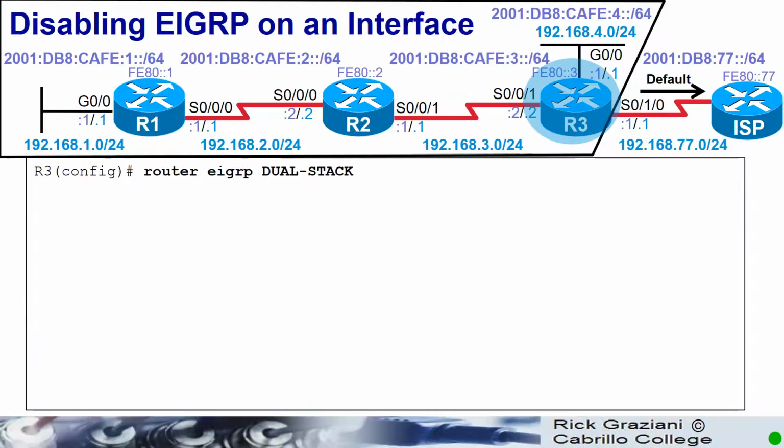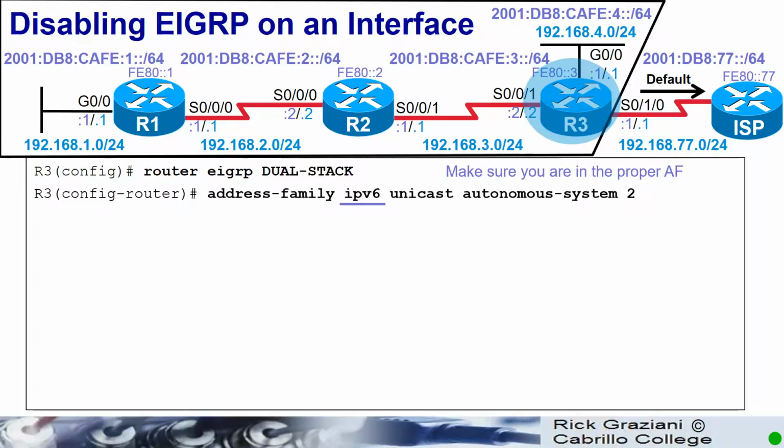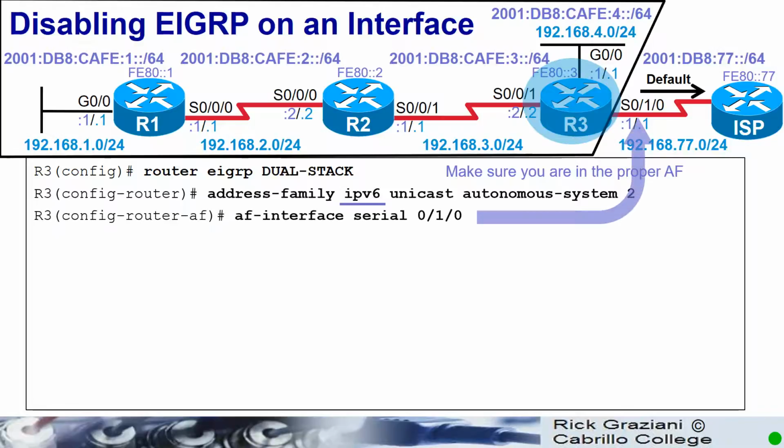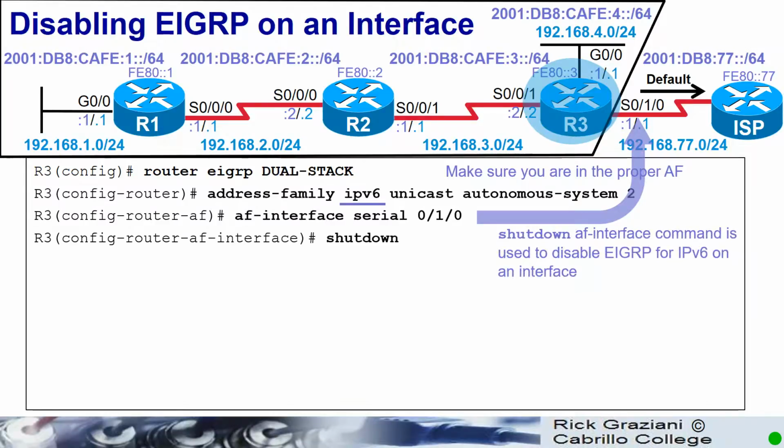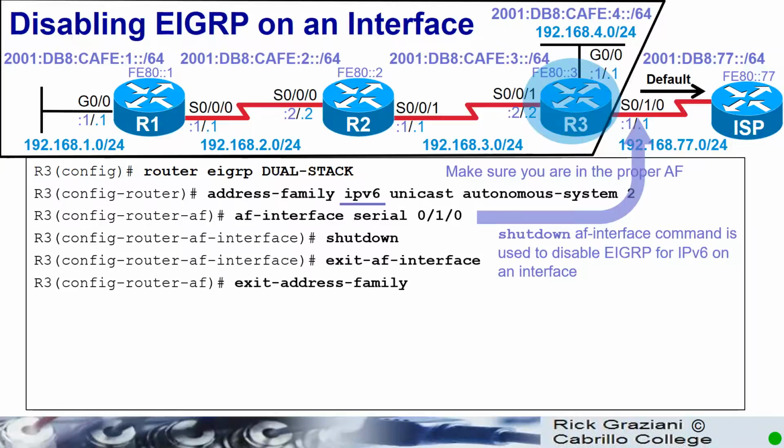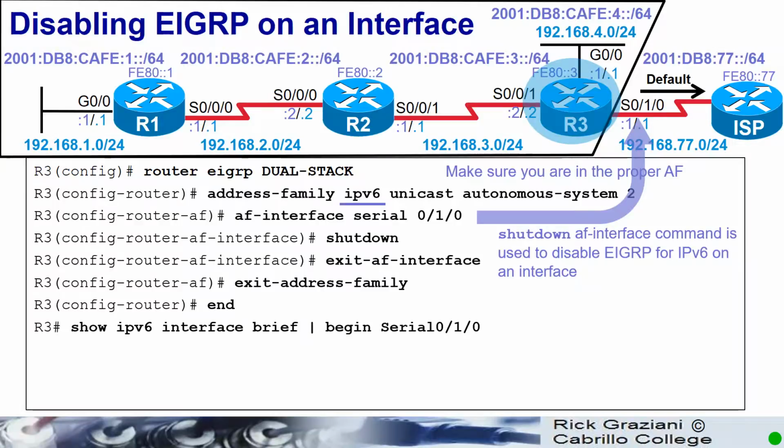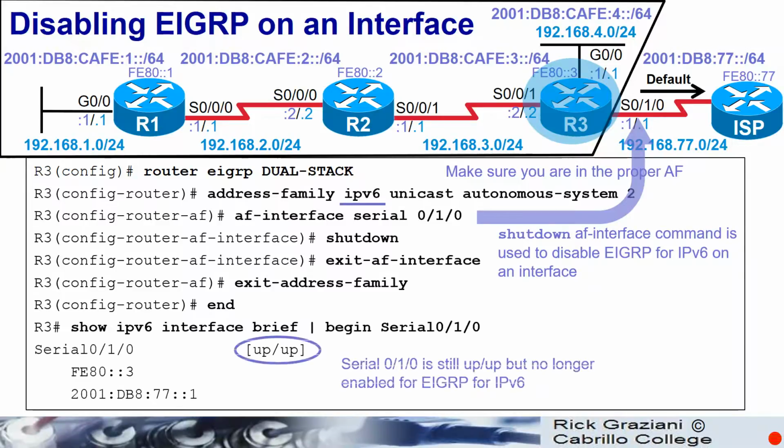How do I remove an incorrect prefix? In named EIGRP, go back to the address family, make sure that we have the appropriate address family and the appropriate AS number, and then you can actually go to the interfaces, turn off the interface, go back out, do the show command so you can see the details of the interface, and verify.